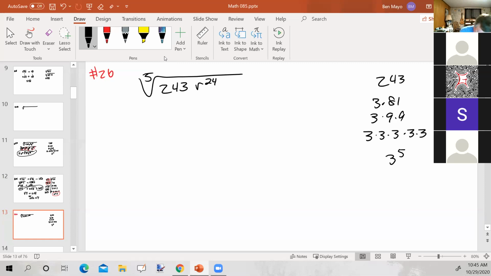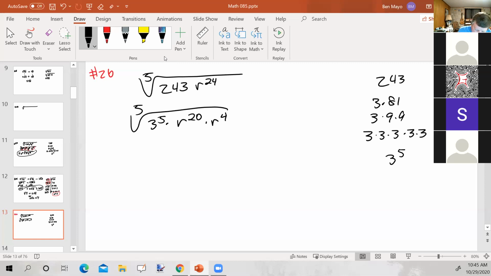So I'm going to rewrite this as 3 to the 5th power times r to the, all right, I want my exponent on r to be a multiple of 5. And I want the largest multiple of 5 that's less than or equal to 24. And that would be 20. So then I have an r to the 4th left over. All right. Again, are you seeing my strategy there? Why I'm doing that?